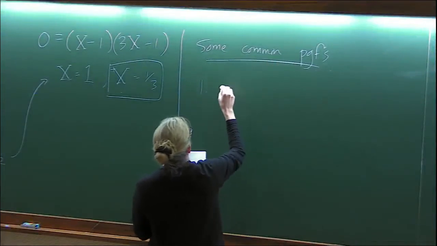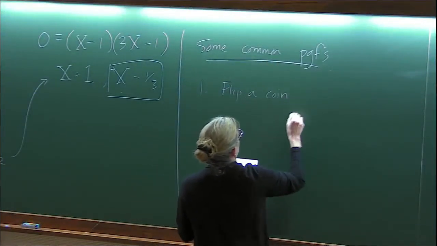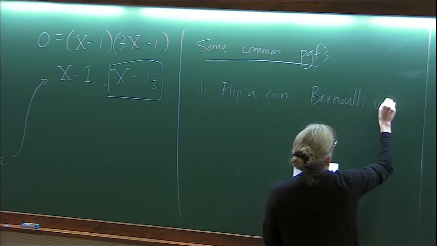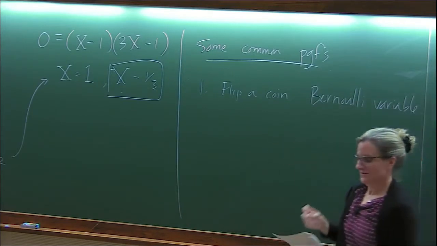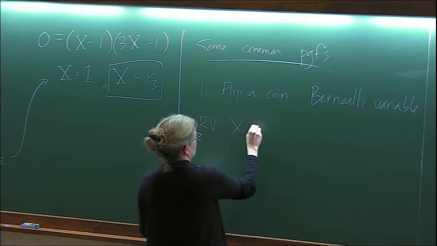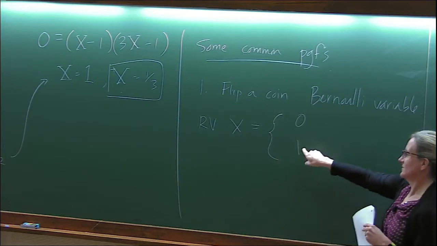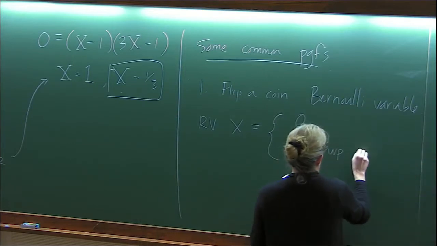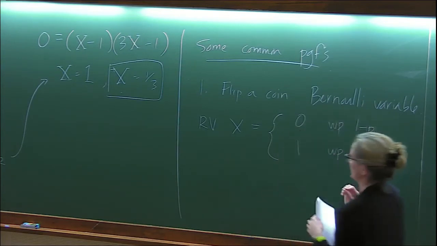So one is flip a coin. That's a Bernoulli variable. But our coin isn't fair. So our random variable x will say 0 and 1, where this is a head and this is a tail. 1 with probability p, and 0 with probability 1 minus p.